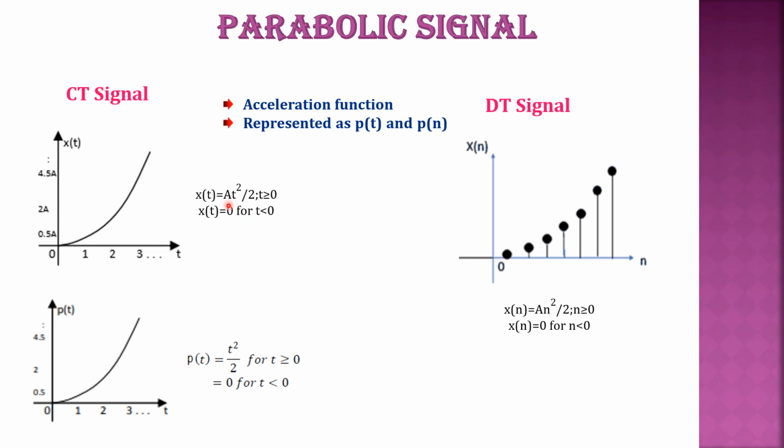And if the amplitude is 1, you represent it as p of t. And here, once again, you represent the DT signal. And the main application of a parabolic signal is that it is used as an acceleration function. You have accelerators in your cars and bikes. So the signal that we give there is an acceleration function.